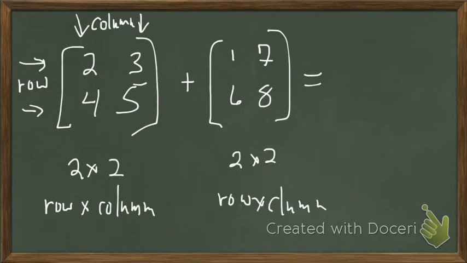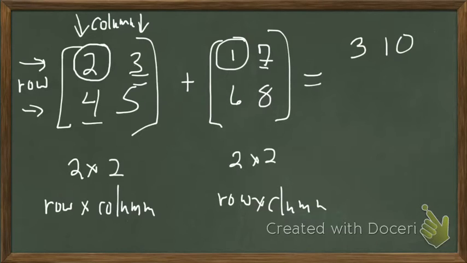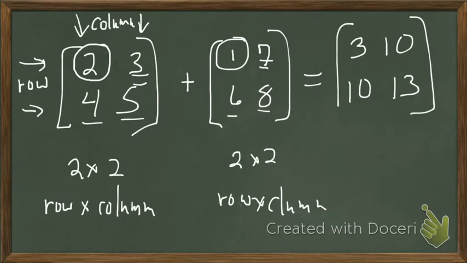And this would be element 1 1, row 1 column 1. This would be element 1 1, row 1 column 1. We add those two together to get element 1 1 in the sum matrix, right? 3 plus 7 would be 10. 4 plus 6 would be 10. And 5 plus 8 would be 13. So when we added those two matrices together, that's what we would get: 10, 10, 10, 13.